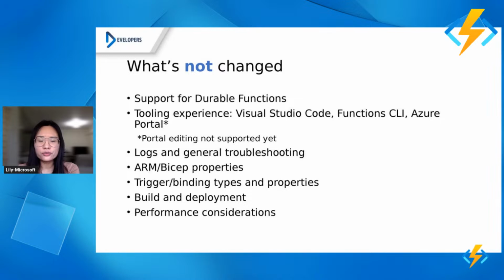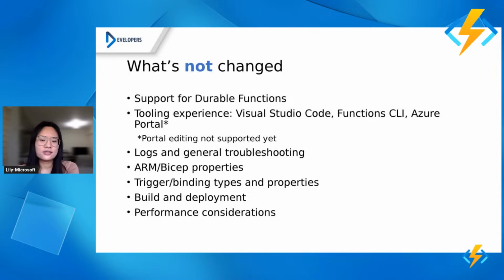And if you want to run and test your functions on Azure Portal, that works in the v4 model as well. The only thing that is not supported right now is editing. So on Portal, you can't edit your functions if you've written them using the v4 model for right now. And you can expect writing logs and general troubleshooting to be the same. And if you use ARM and Bicep, you can expect to use the same properties in v4.